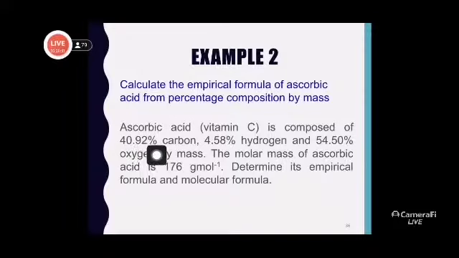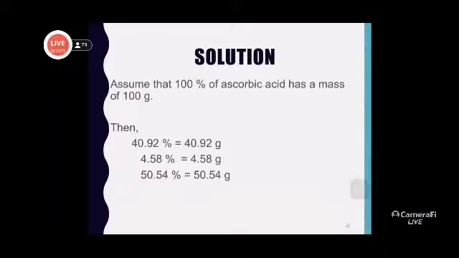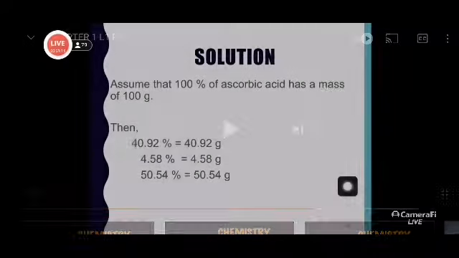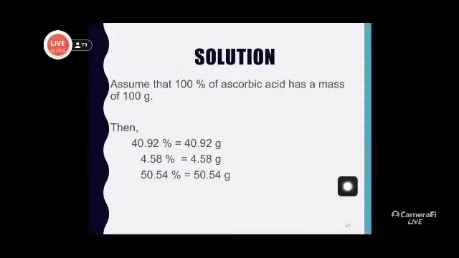So we can see that the percentage of each element is given: 40.92% of carbon, 4.58% hydrogen, and 54.5% oxygen. The molar mass is given. So from this information, you have to find the empirical formula and molecular formula. So first you have to assume that the percentage is... yang ni memang dia beri dalam bentuk percentage.